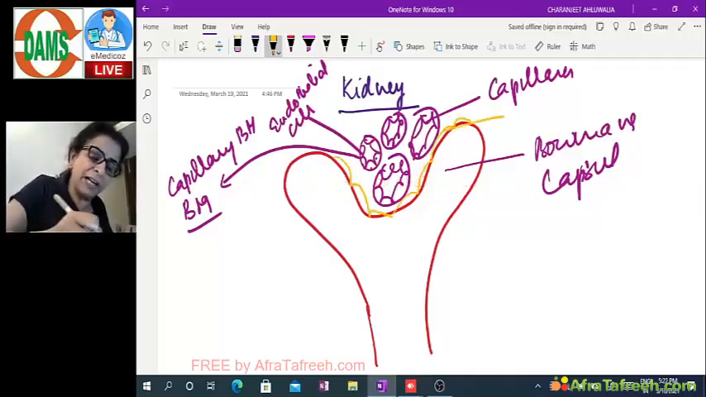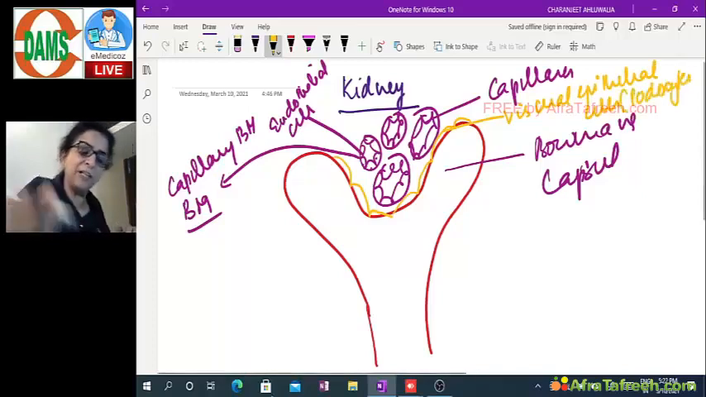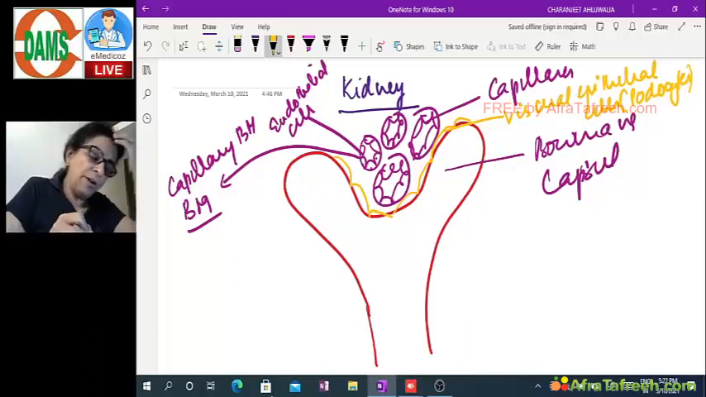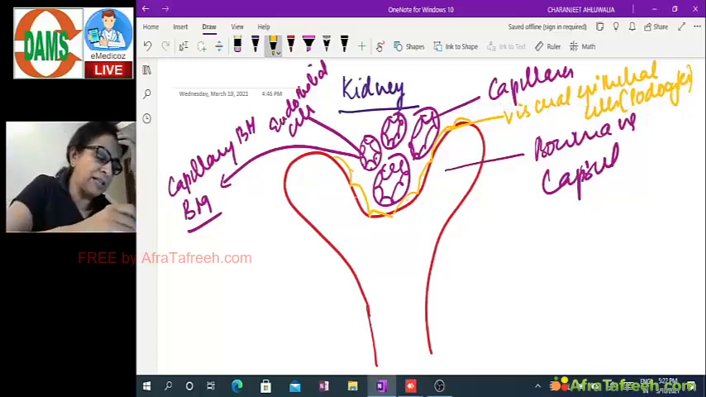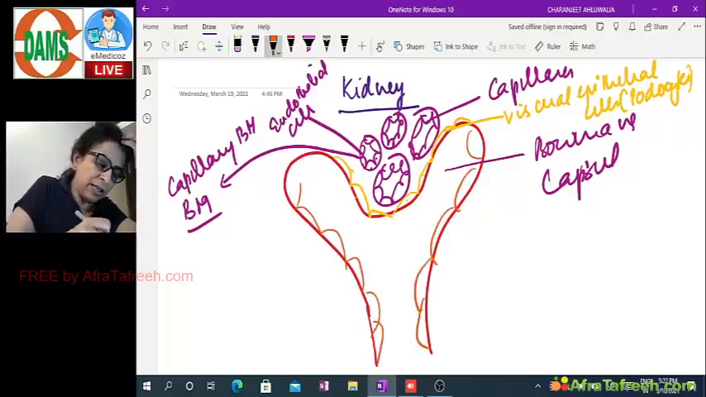So what is the inner layer of Bowman's capsule? These are the visceral epithelial cells, which are also called podocytes. So the inner layer of Bowman's capsule is lined by visceral epithelial cells, also called podocytes. And the outer layer of the Bowman's capsule is lined by the parietal epithelial cells.